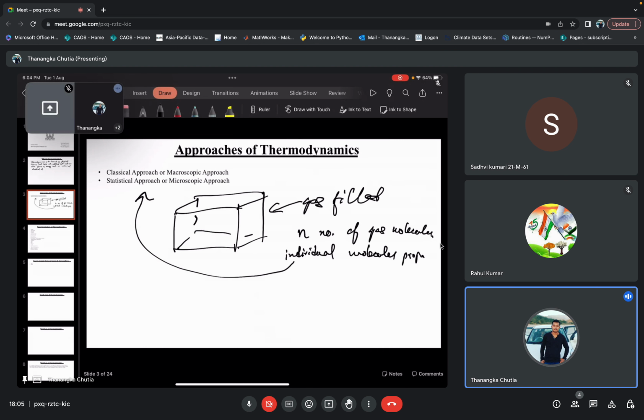Say I am telling you that the temperature of this box is T. This means I am assuming that all the molecules have a constant temperature T, so there is no discrimination between them. In that case, it is more advantageous for us to study thermodynamics by the macroscopic approach. So in the microscopic approach, what happens?